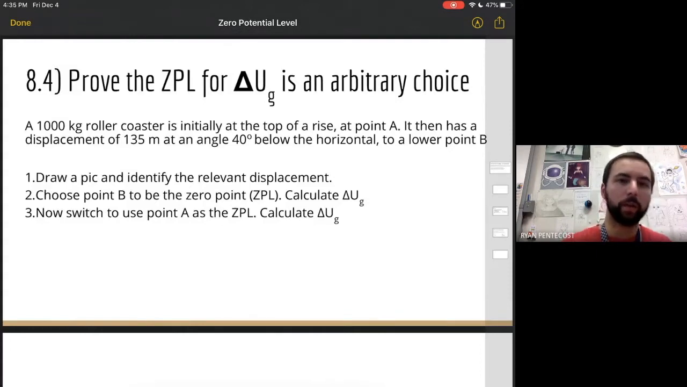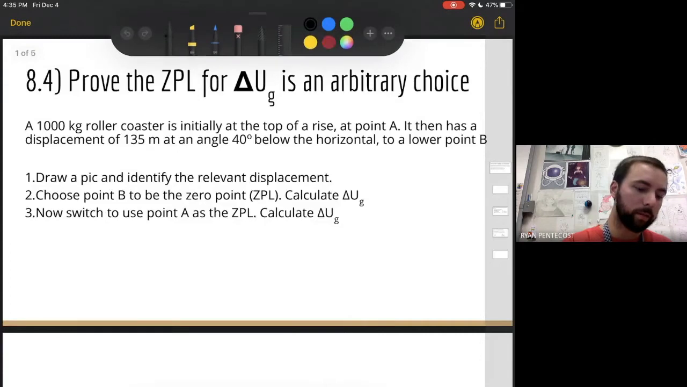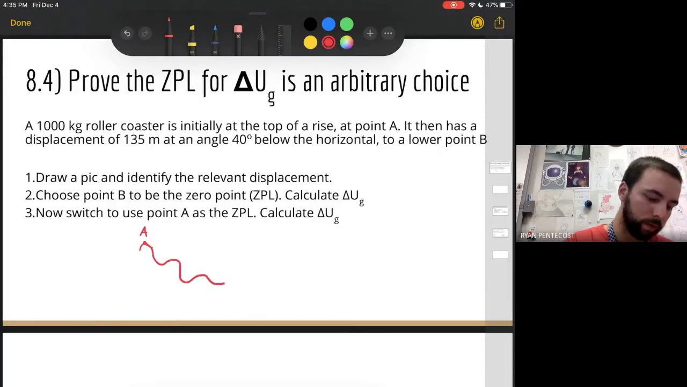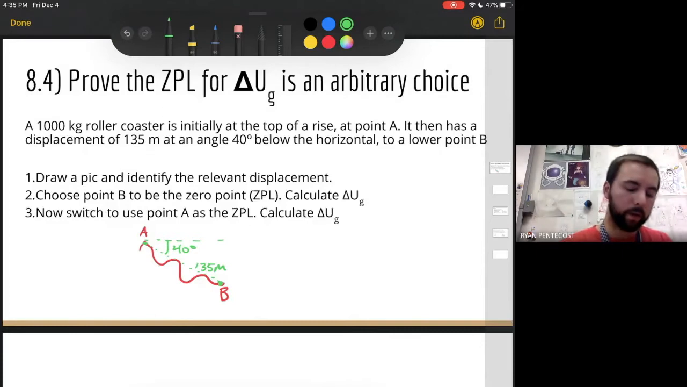We have a 1,000 kilogram roller coaster that is initially at the top of a rise at point A. It then has a displacement of 135 meters at an angle of 40 degrees below the horizontal to a lower point B. So let's say this does something like that, and we are at point B. Our displacement along there is at an angle of 40 degrees, and that displacement is 135 meters. So from A to B, 135 meters.